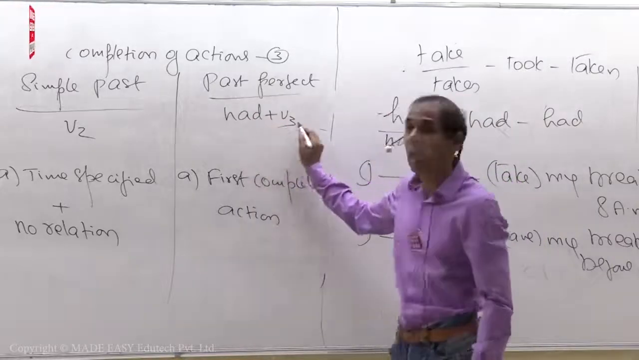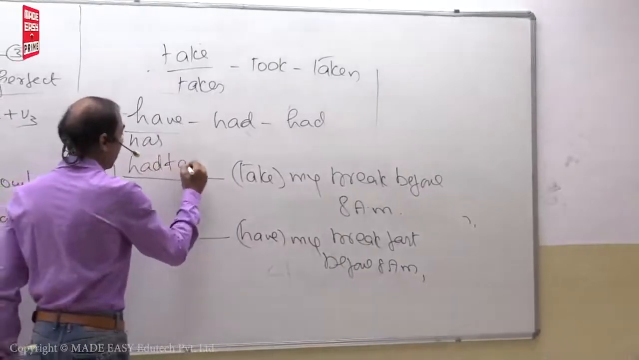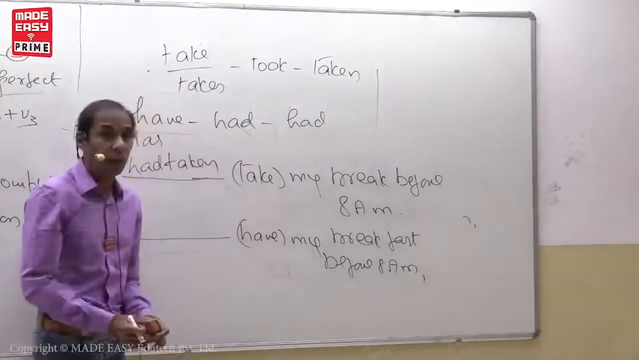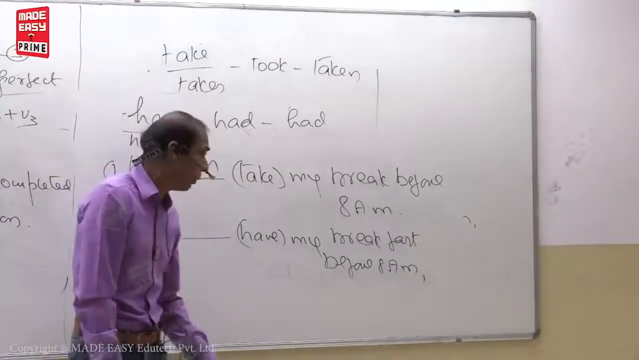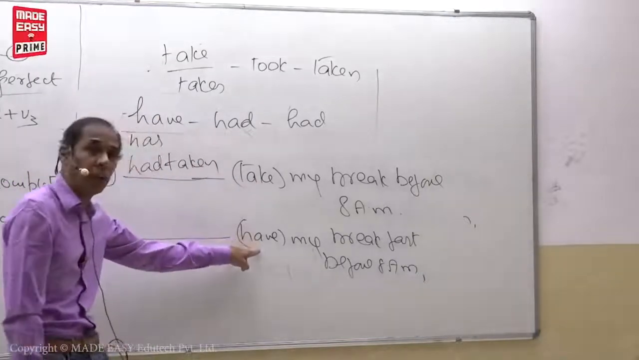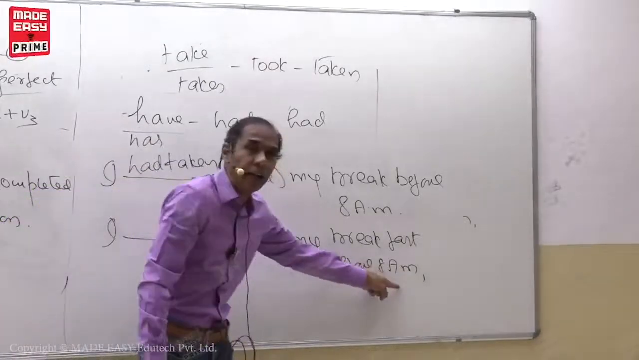What is the formula? Had plus V3. Take, took, taken. If you are given take in the exams, I'm sure you find no confusion. But in the place of take, what is the verb I have given here? Have. I dash have my breakfast before 8 a.m.